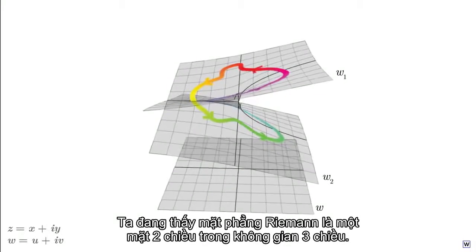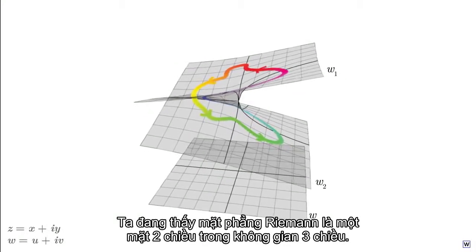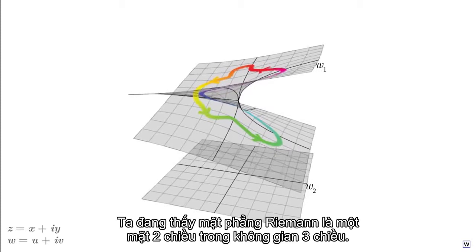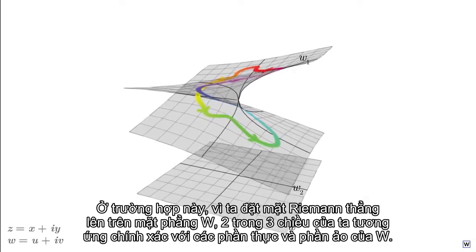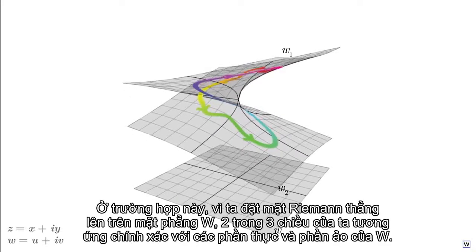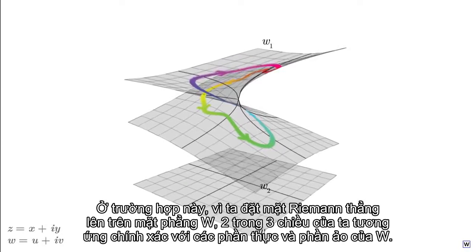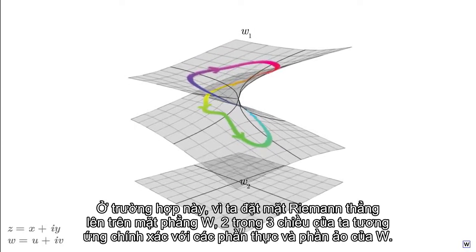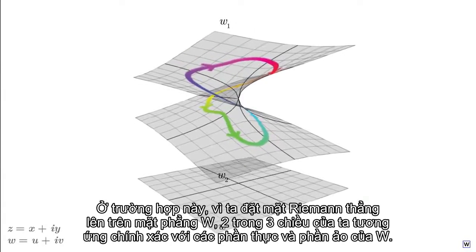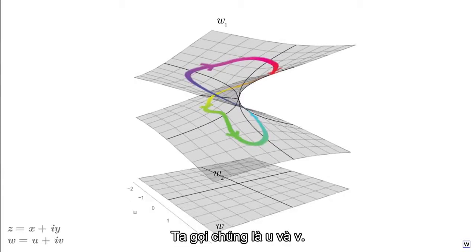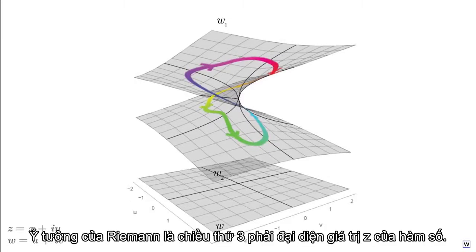What we're seeing when we visualize our Riemann surface is a 2-dimensional surface in 3-dimensional space. In this case, since we positioned our surface directly above our W plane, 2 of our 3 dimensions correspond exactly to the real and imaginary parts of W. We called these U and V. Part of Riemann's idea is that our 3rd dimension should represent the Z value of our function.